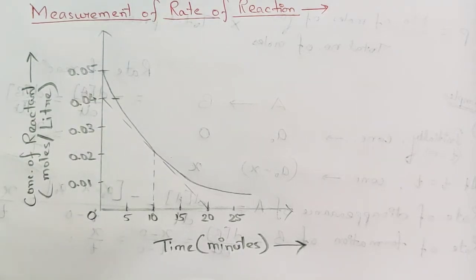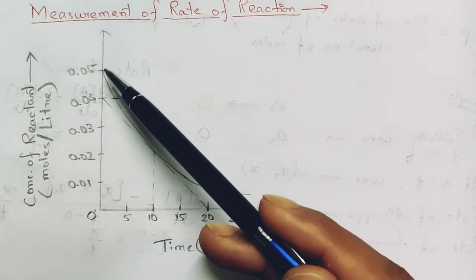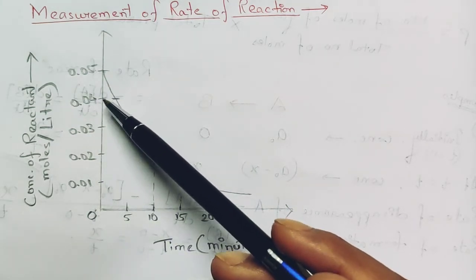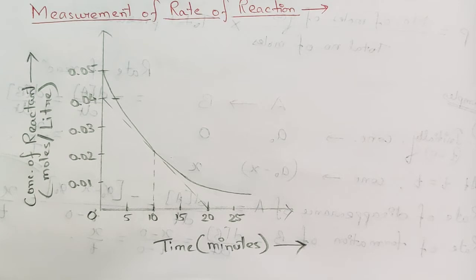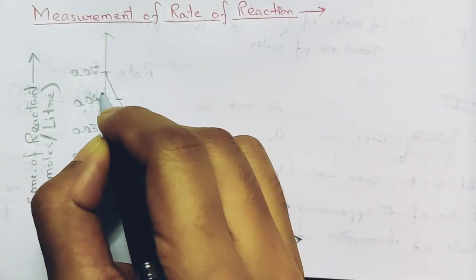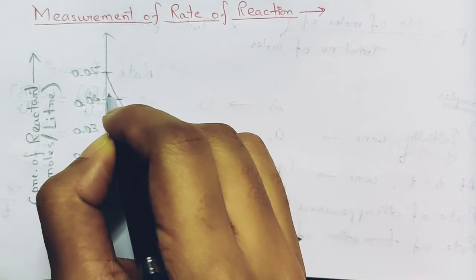Now for the calculation of the rate of reaction, again it is the simple calculation, the change in concentration by the change in time. Here the initial concentration was 0.05 and the final concentration was 0.04. So we will get the change in concentration. Suppose we name this instant as A.